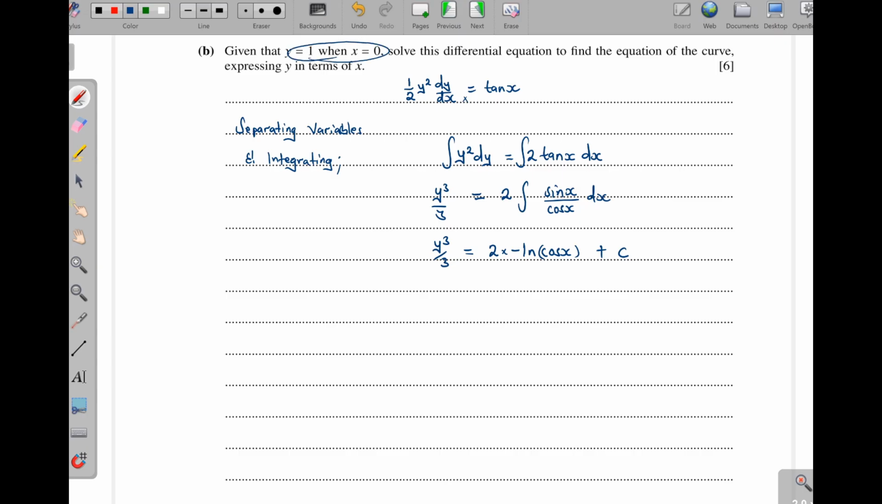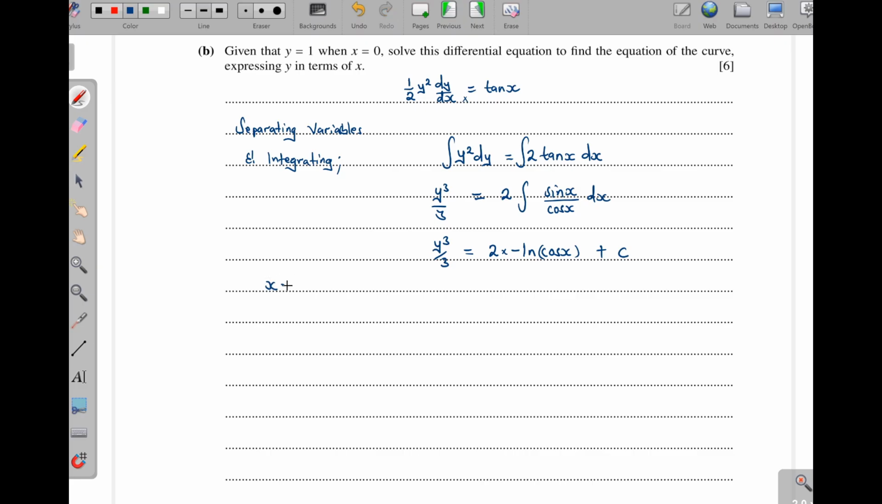Now we can use these ones here. After integrating, and then we put this constant here, the arbitrary constant of integration, what we are getting here is what we call the general solution of the differential equation. Now, using the conditions given here, we can then find the value of c. After finding the value of c, then what we get is the particular solution.